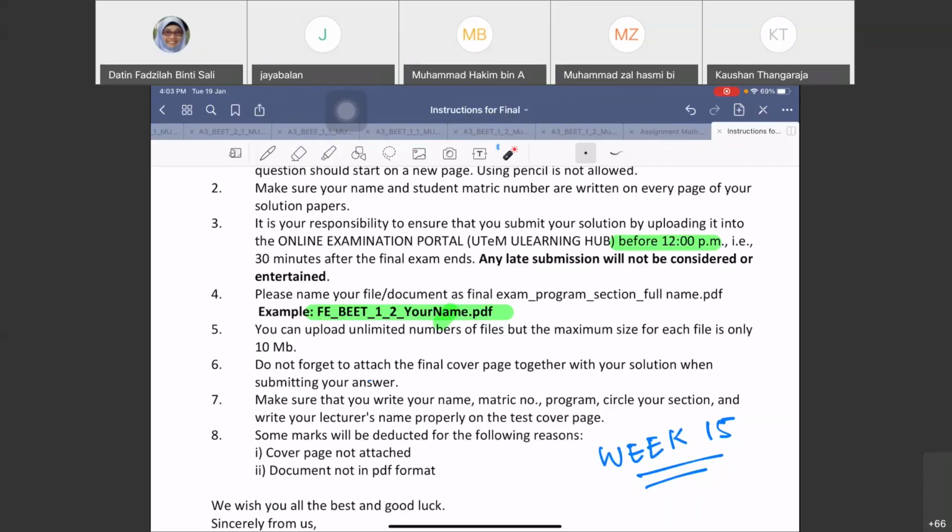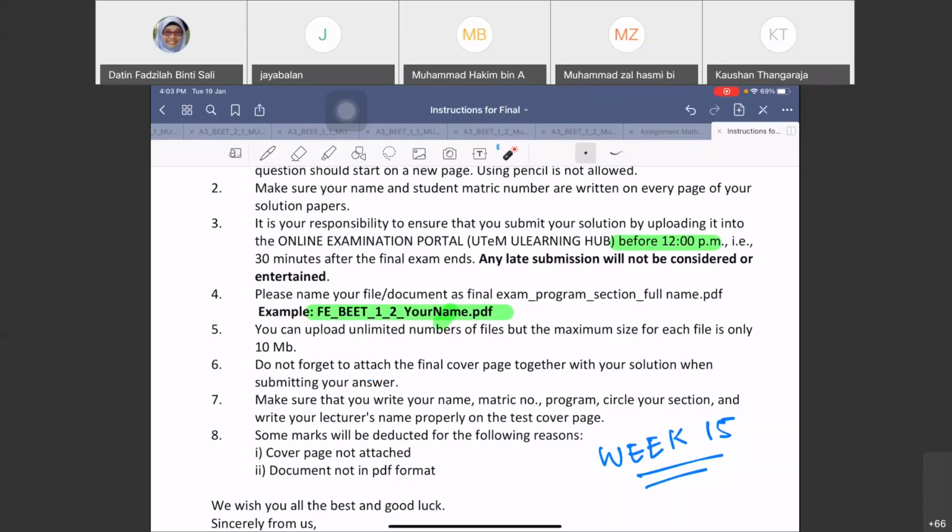Then once you finish, you take a photo, or you use your phone with CamScanner to change it to PDF. You scan your solution, because it has to be in PDF, and then you upload. Make sure that everything is inside your PC for you to upload.